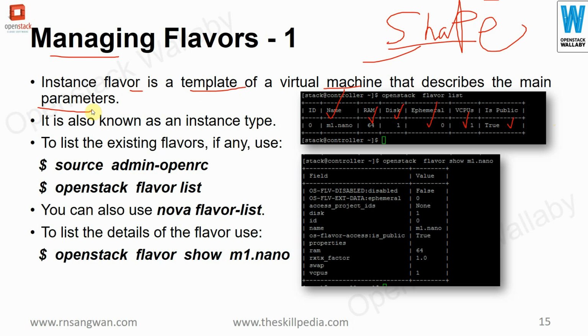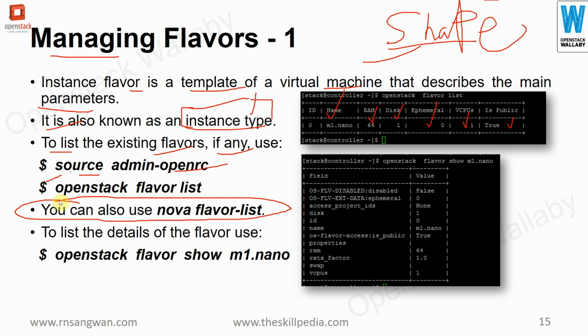that describes the main parameters. It's also known as instance type. As I said, in Oracle Cloud Infrastructure, we call it a shape, and in AWS, we call it a type. To list the existing flavors, if any, you first source the credentials and then use openstack flavor list. You can also use nova flavor list, but since it has been integrated and we are deprecating this, it is advisable to use openstack for all commands. To list the details of a flavor, you can use openstack flavor show with the flavor name.